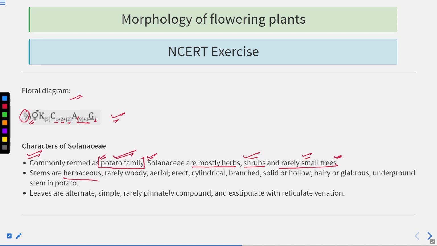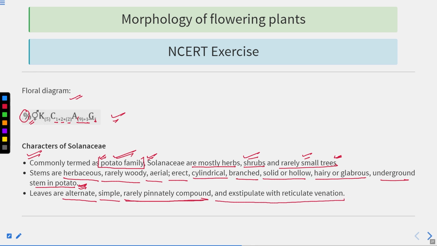Stems are herbaceous, rarely woody, aerial, erect, cylindrical in nature, branched, solid or hollow, hairy or glabrous. The underground stem is, in the case of potato, in the form of a tuber, that is named potato. Leaves are alternate, simple, and rarely pinnately compound, exstipulate, with reticulate venation.